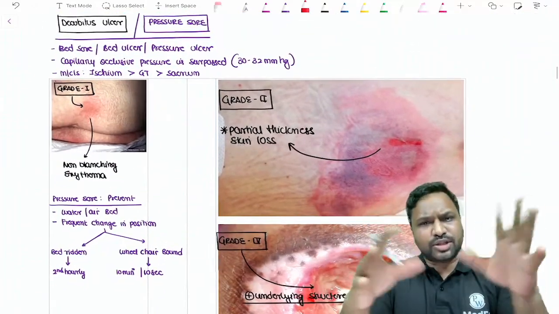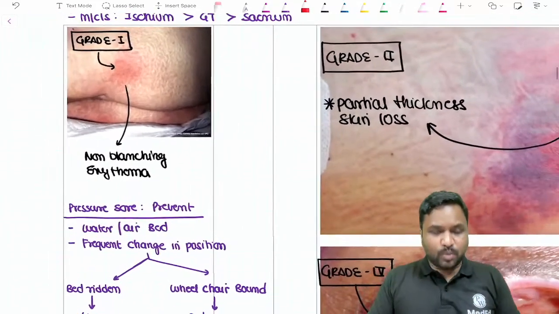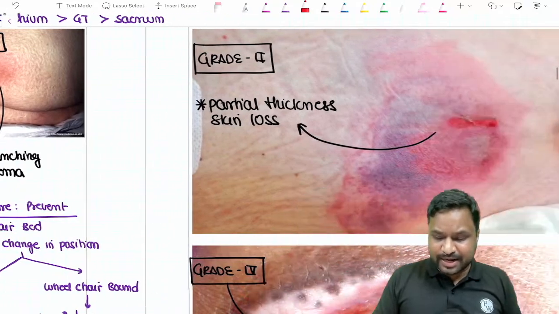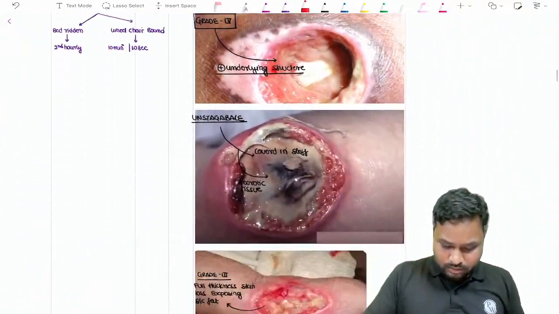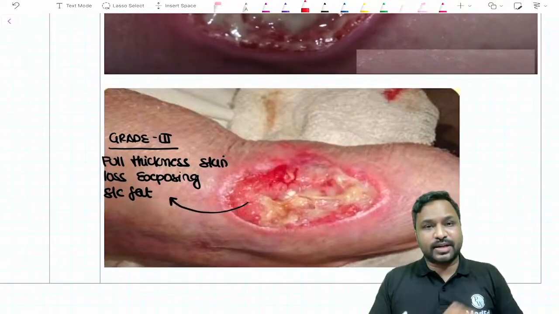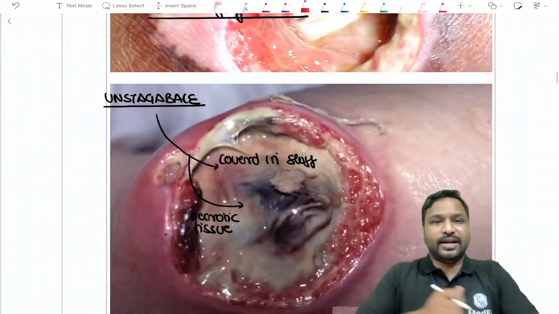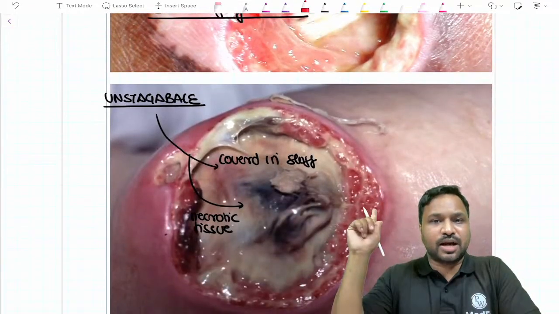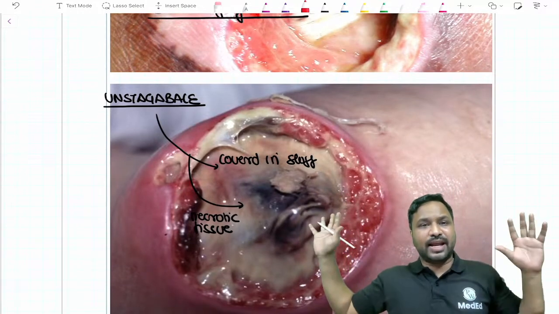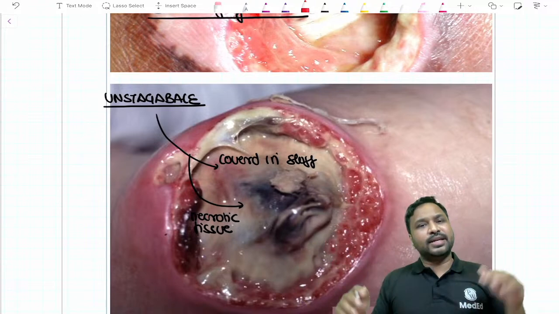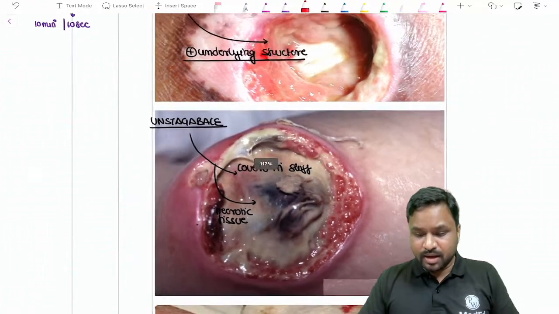Bed sores are a combination of the same in terms of wound scoring systems. We have discussed it. What are the different grades you have? Grade 1, you can see non-blanching erythema. Grade 2, partial skin loss. Grade 3, there is full thickness skin loss. Grade 4, there is underlying structure involved, and grade 5, it is unstageable, it is covered in slough. You can see it is all covered in slough, right? That slough indicates a grade which is unstageable. The reason is I don't know the true depth of the ulcer, hence it is considered unstageable.